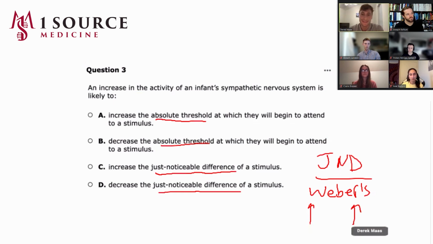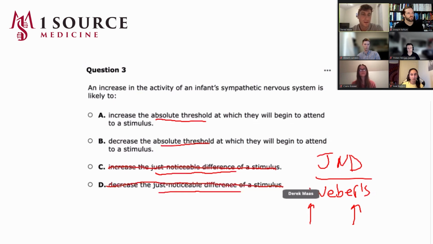So we know that it's the size of the stimulus and not the activation of the sympathetic nervous system that's going to be affecting whether the just noticeable difference is increasing. Because of that, I can go ahead and eliminate C and D, because I know that the sympathetic nervous system isn't going to affect the just noticeable difference. And then that takes us to the second question.